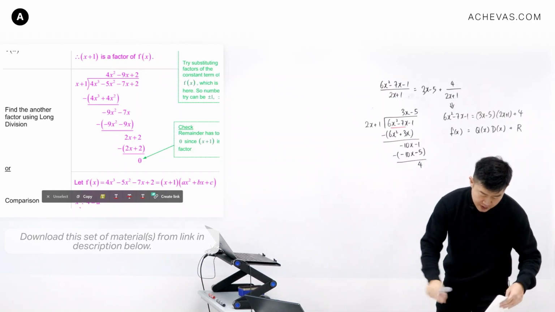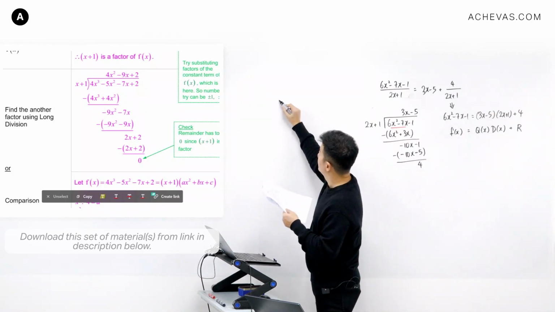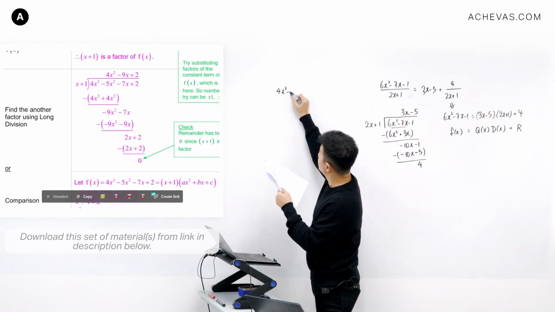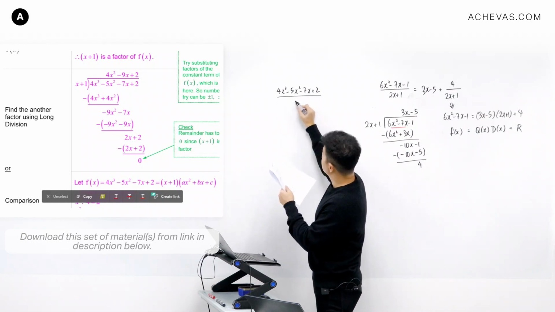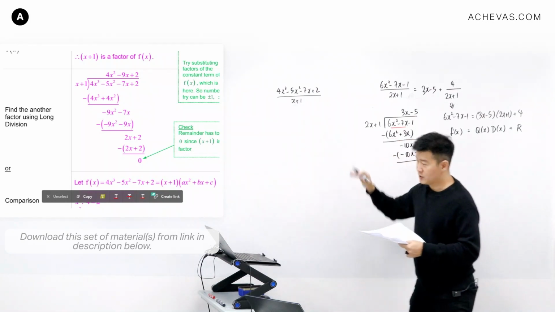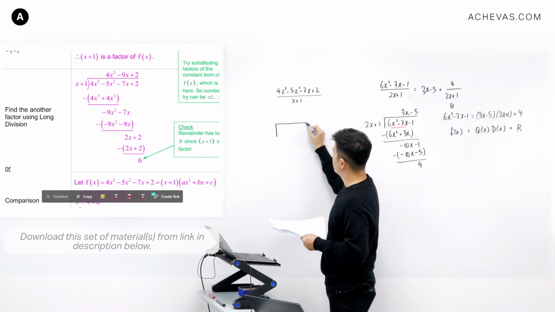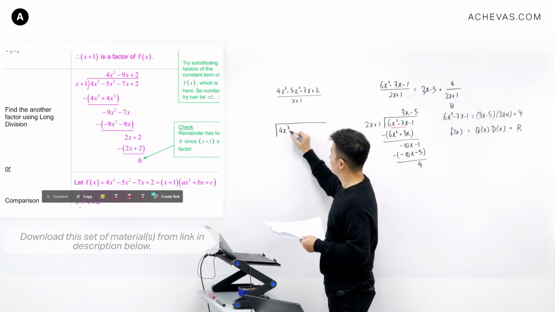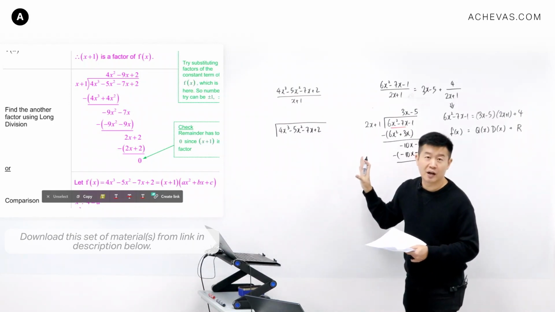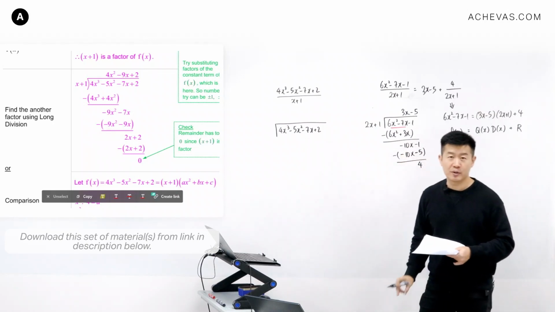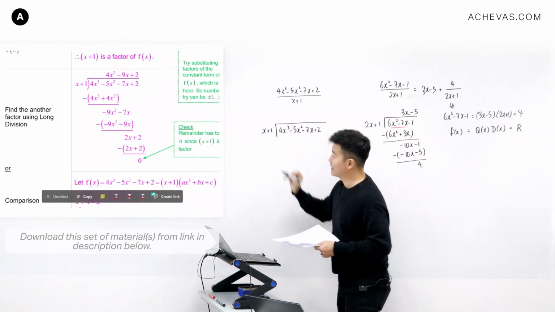So now for this, the long division will require us to take 4x to the power of 3 minus 5x squared minus 7x plus 2. I'm supposed to divide this by x plus 1. Okay, so the long division is there, but let's try to work it out together. So if we were to do a long division, the notation will be this: 4x to the power of 3 minus 5x squared minus 7x plus 2. So we have here a polynomial, right? Because the powers of the variable are all non-negative integers. So this divided by x plus 1.